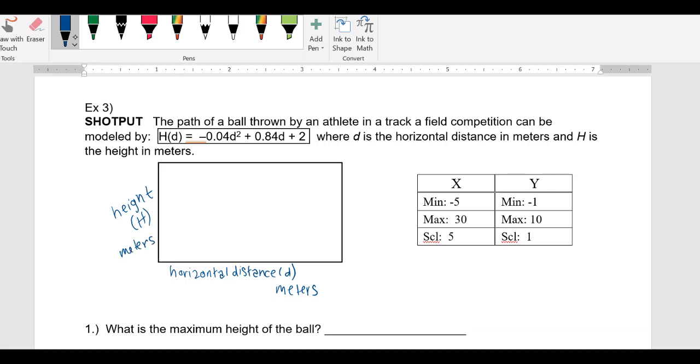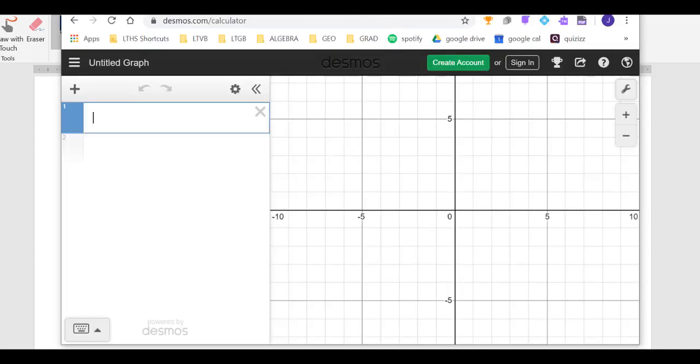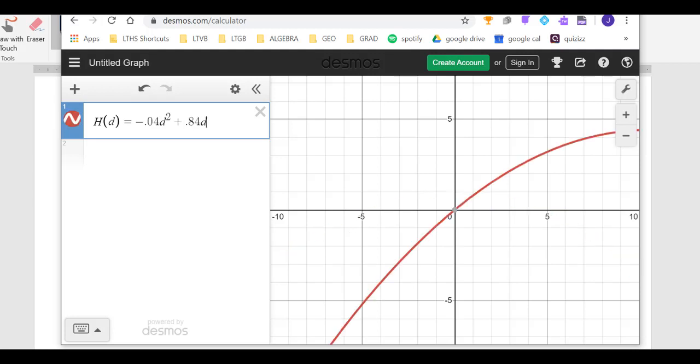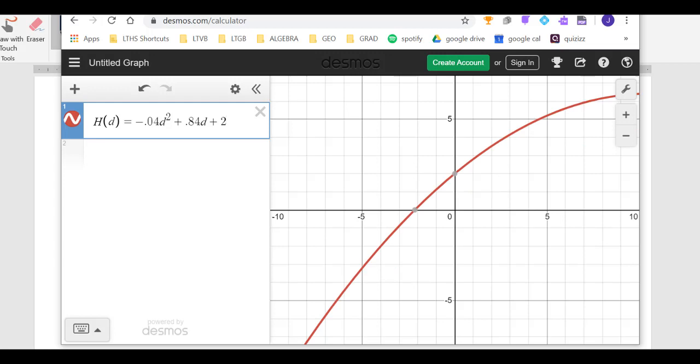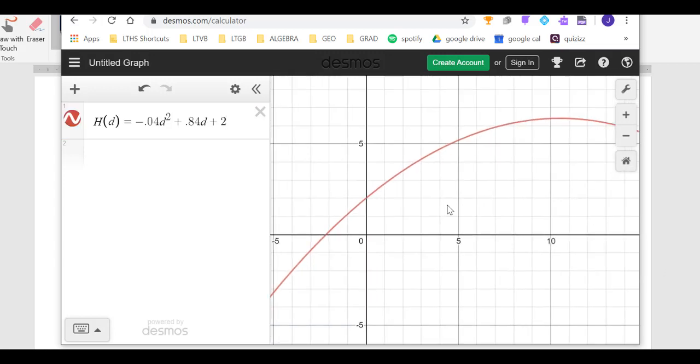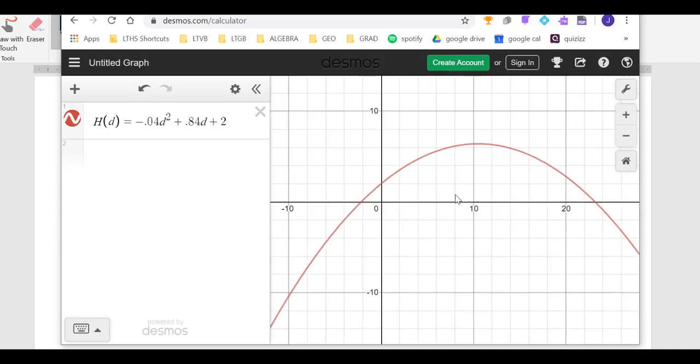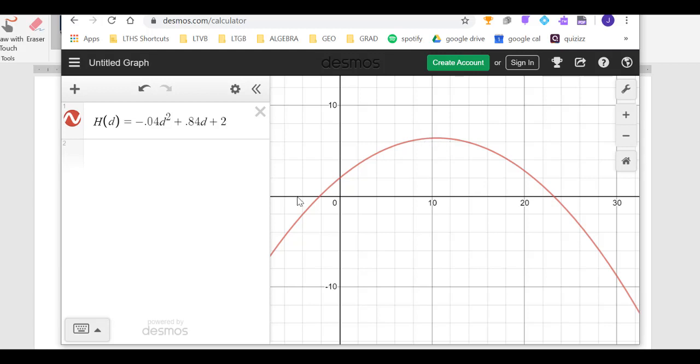Something to jot down. All right, so let's go ahead and take that function and go into Desmos.com and type that in. So h of d is equal to negative 0.04 d raised to the second power plus 0.84 d plus 2. And it should go back to that standard graph window. So all you need to do is a little zoom out so you can see the parabola, right, that basic shape of it, and that general location of it.